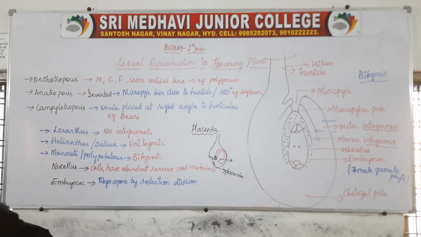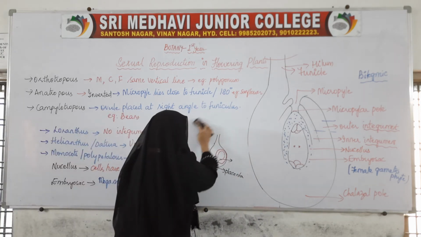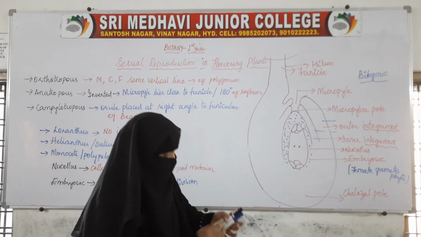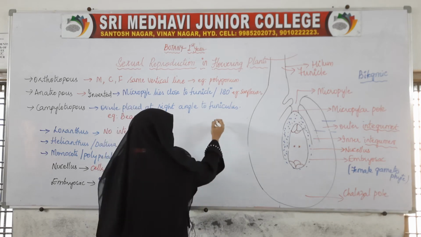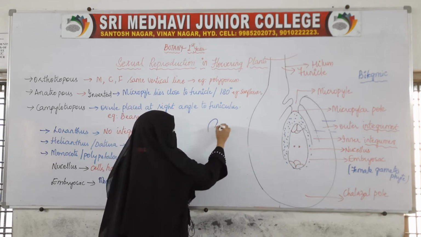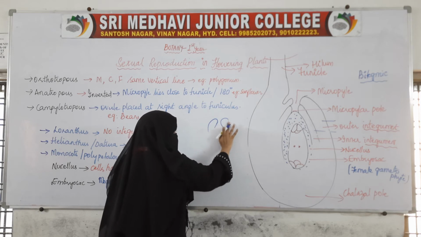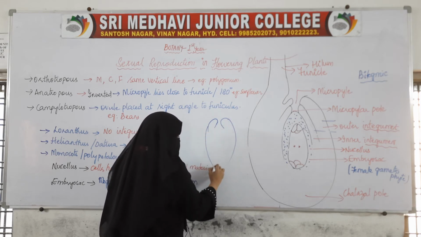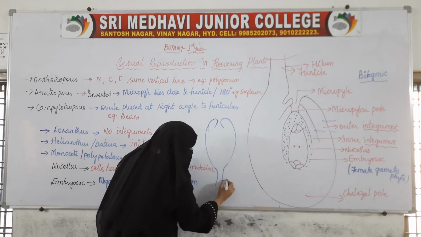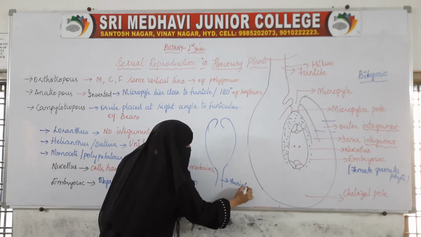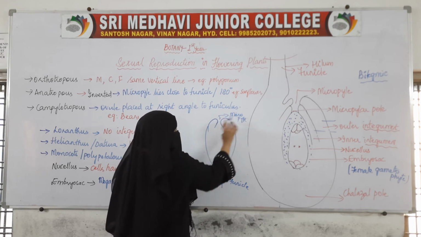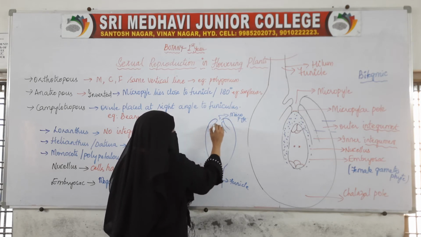if I draw this, if this is the funicle, this is the funicle, and this is the micropyle. Okay.